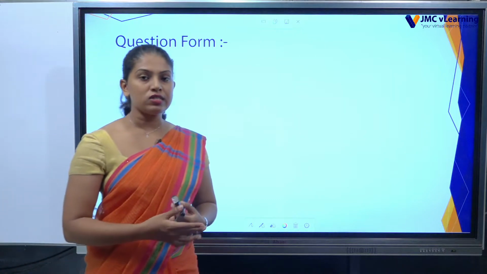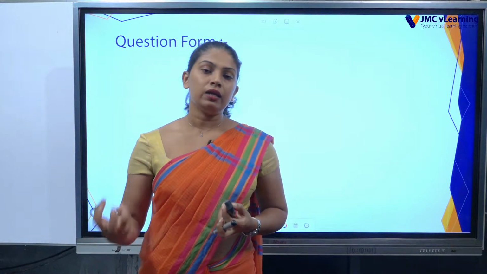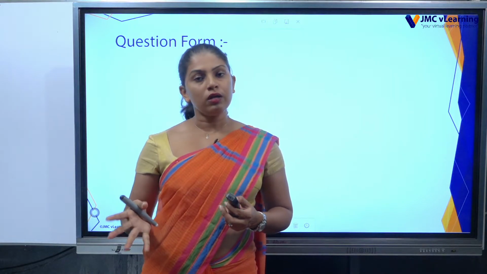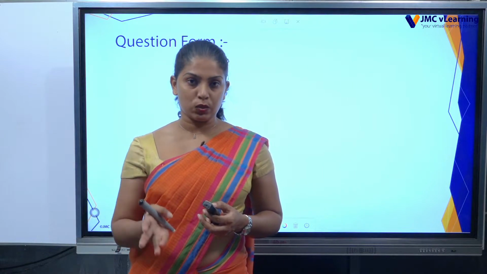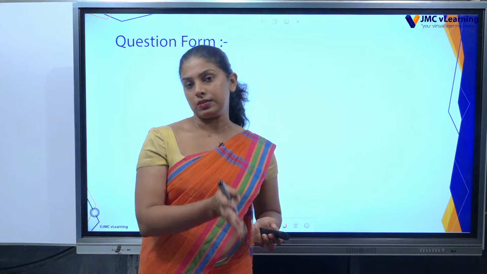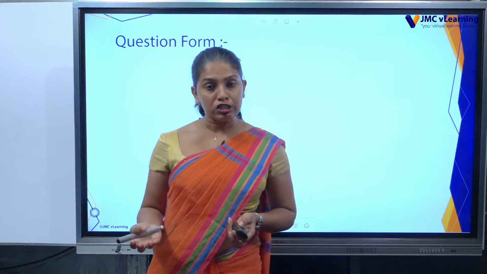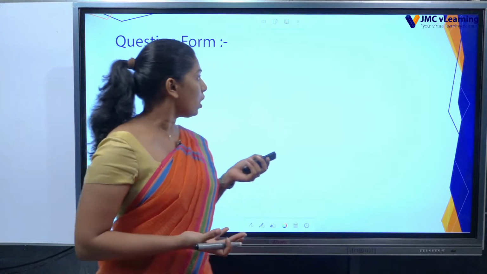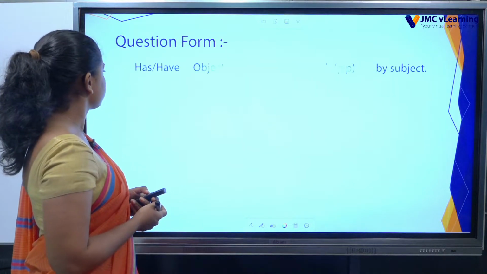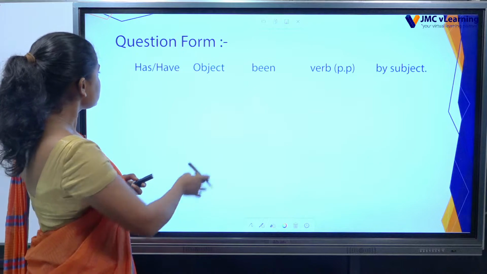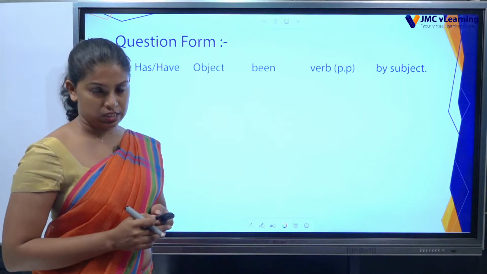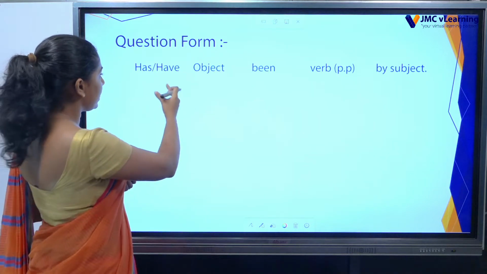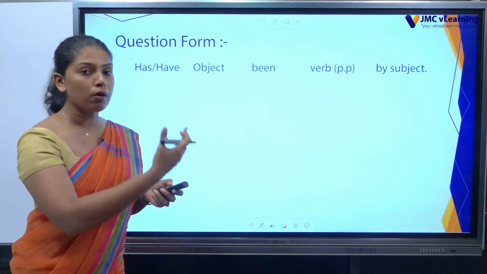Question form. First we did the positive side, then we went to the negative part. Now we are talking about question. In the positive one, we just wrote object, has or have, been, verb past participle, then by subject. Then in the negative part we add not to has or have to make it negative. Now how to make the question form? Right. Has or have, we have to take first. Then we know that we are going to make a question. So has and have we take according to the object again.